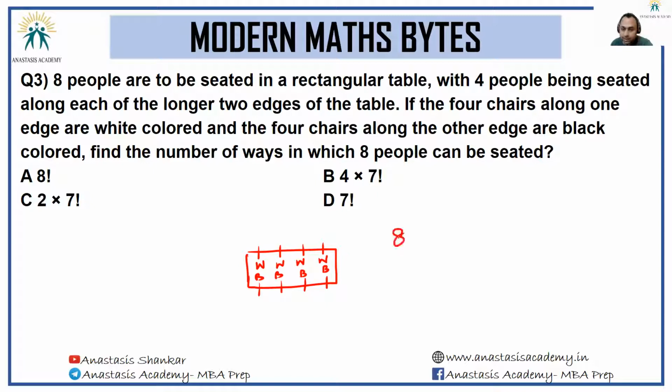The first person has 8 ways of selecting his seat. And now after the first person is seated, the remaining 7 people have 7 factorial ways of selecting their seats. Altogether, the correct answer here will be A, because all the 8 seats are distinct.